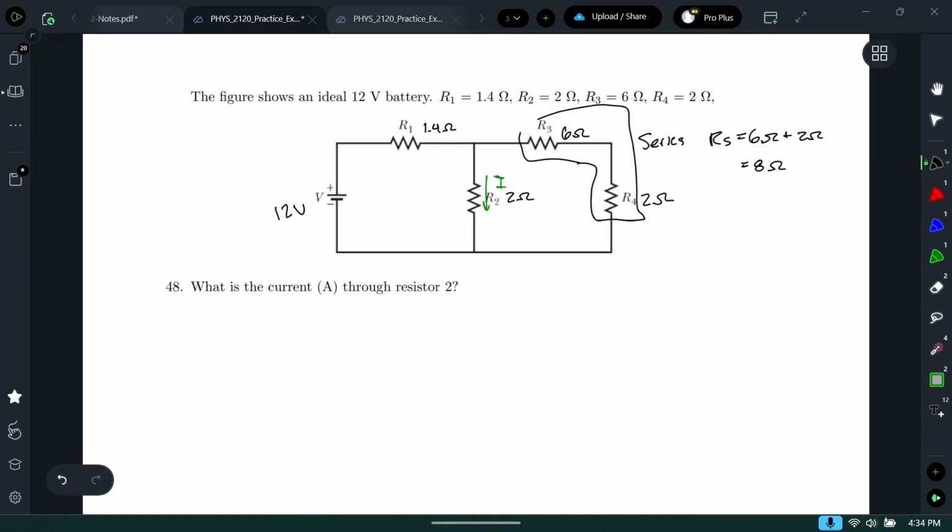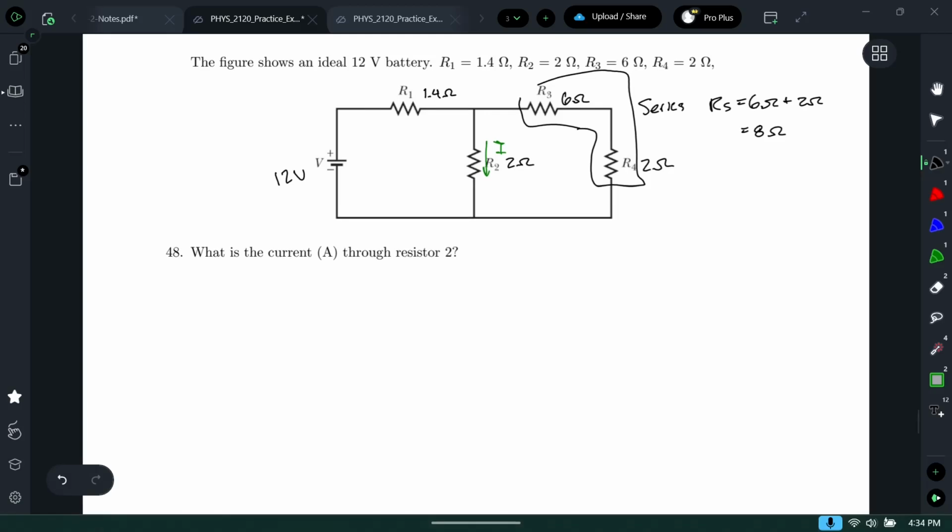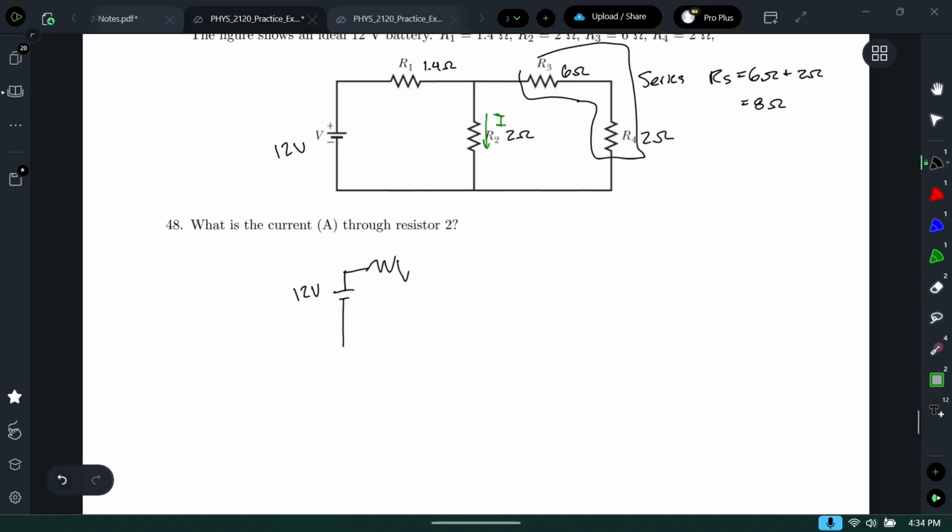All right, I redraw my circuit. And yes, it is very tedious to do this every time. But you also get it right. So I think it's worth it. When you can get it right without doing this, feel free. All right, so we're down to, this is 8, this is 2, this is 1.4.